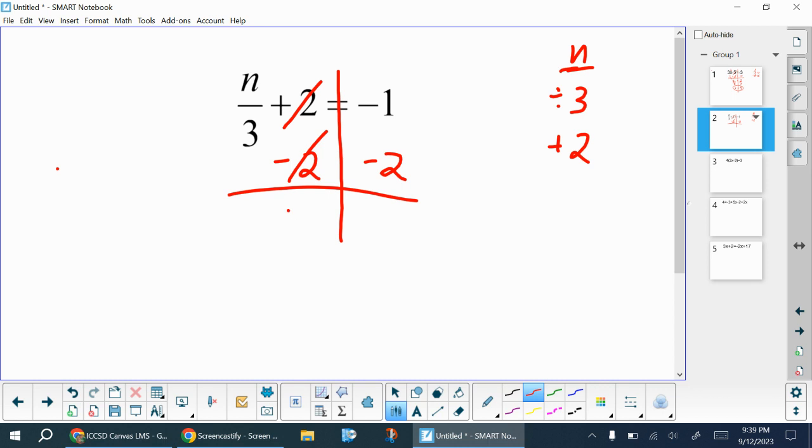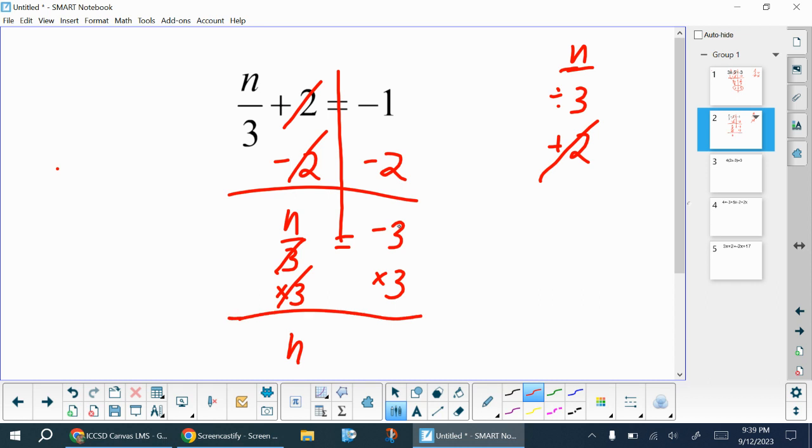So now I just have n divided by 3 equals negative 3. Negative 1 minus 2 is negative 3. So I got rid of that. Then the opposite of dividing by 3 is multiplying by 3. So I'm going to multiply by 3 on both sides. That's going to cancel out my divided by 3 and just leave me with n. And negative 3 times 3 is negative 9.